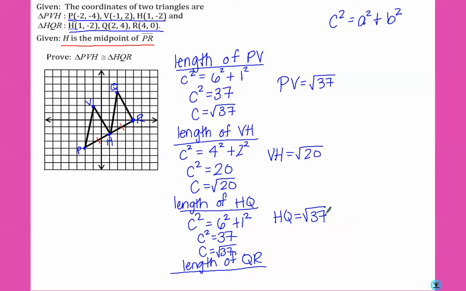Now, look at our congruence statement. PV and HQ, the letters are in the same order, so those segments should be equivalent. Does PV equal HQ? It does. They both equal the square root of 37. So we know that PV is congruent to HQ.